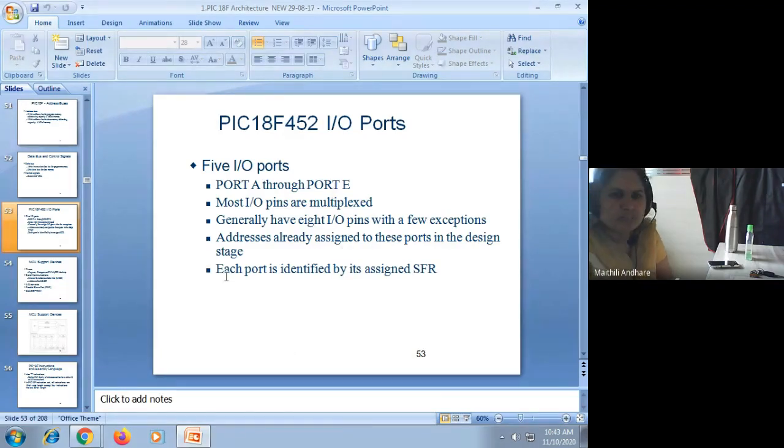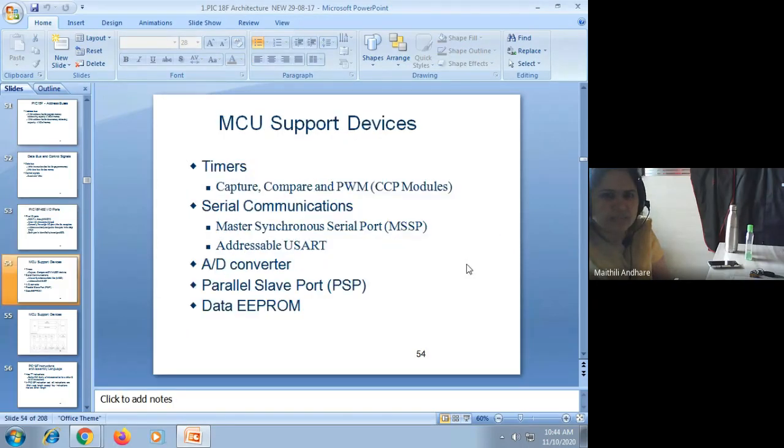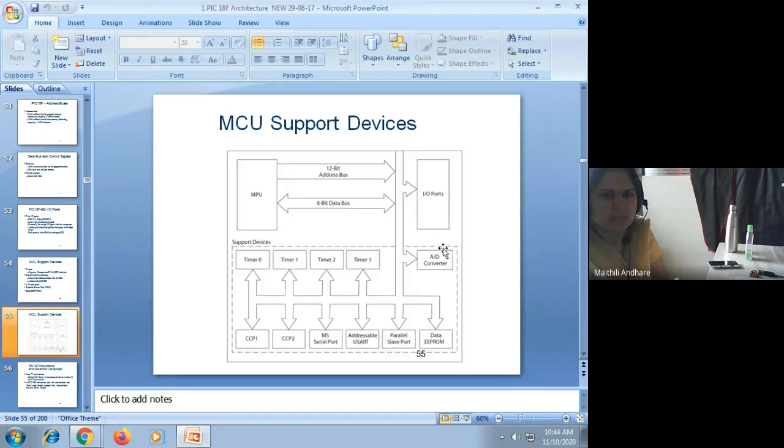And the most important thing is that most of the IO pins are multiplexed and can be used as multi-function pins. Okay, so we'll see that again in detail at the time of the pin diagram. So timer, serial communication, AD converter, parallel port, EEPROM are available.